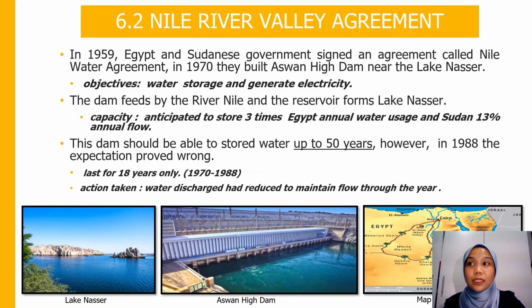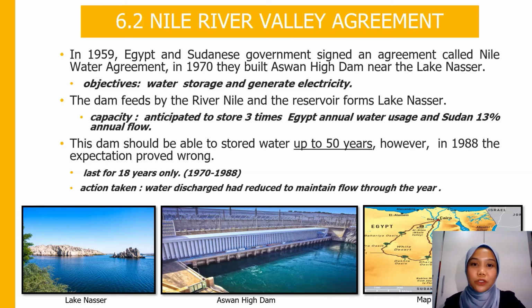By 1988, the expectation that the Aswan High Dam would ensure Egypt's water needs for 50 years was proved wrong, and discharge below Aswan had to be reduced to maintain flow through the year.